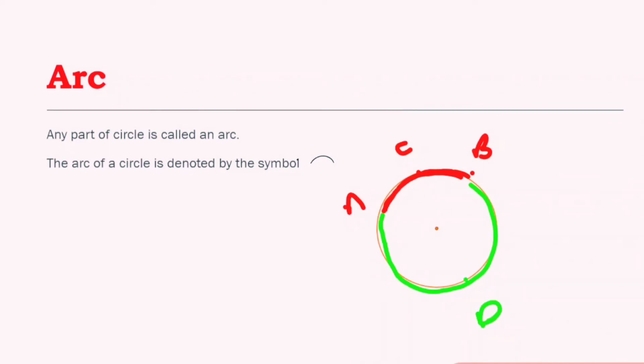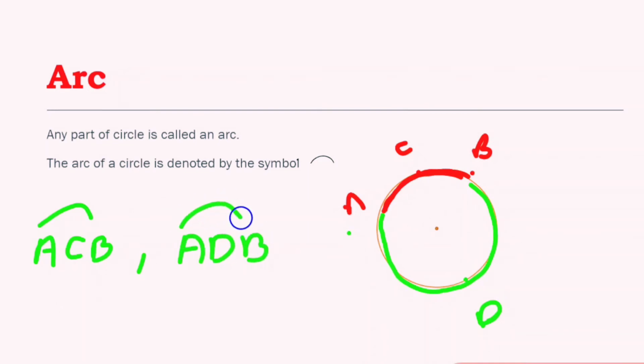An arc less than one half of a whole circle is called a minor arc and an arc greater than one half of the circle is called a major arc. So here ACB is a minor arc and ADB is a major arc. So it is written as ACB is a minor arc and ADB is a major arc.